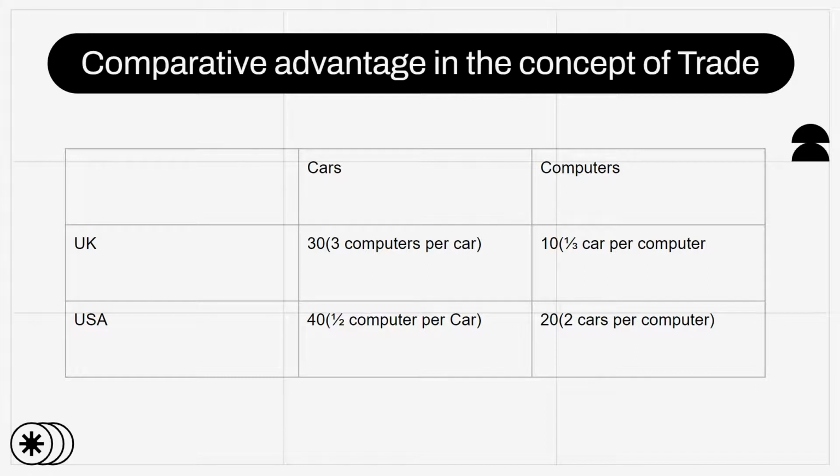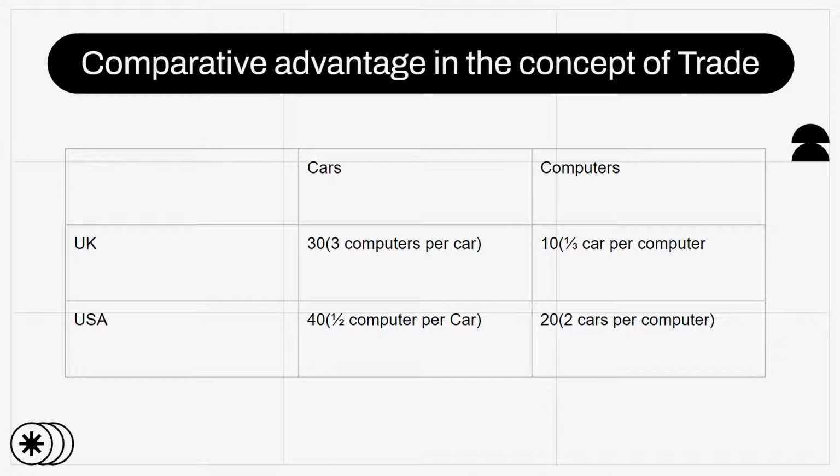Let's look at it in a table with 2 countries and an actual example. Over here, the two goods being produced are cars and computers, and the 2 countries we chose are the United Kingdom and the USA. The United Kingdom produces 30 cars and only 10 computers, whereas the United States produces 40 cars and 20 computers. When these 2 countries try to trade, the US can produce most of these goods. They have an absolute advantage in both of them. They can produce more of them.